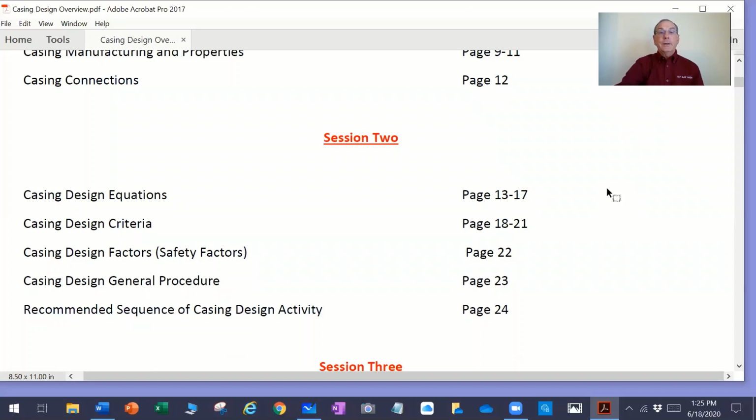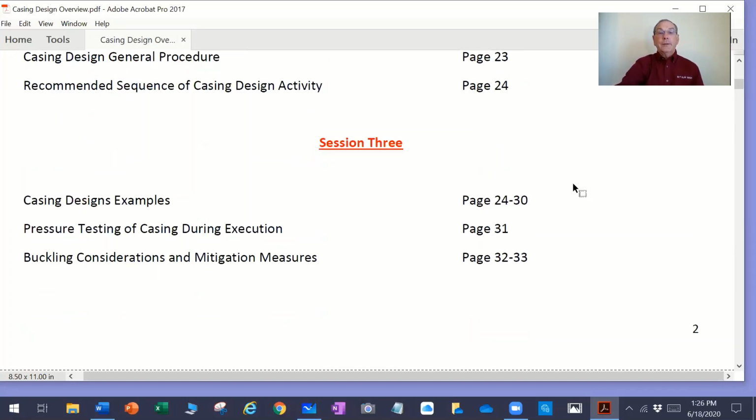In the next session, I intend on discussing casing design equations, casing design criteria, safety factors that are used in doing casing design work, general procedures for doing casing design, and then the recommended sequence of casing design activity, which is the order in which you should do your casing design work to make it easier. And then in the last session, I will go over casing design examples.